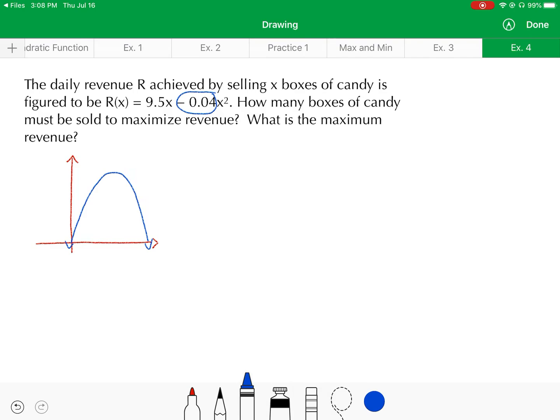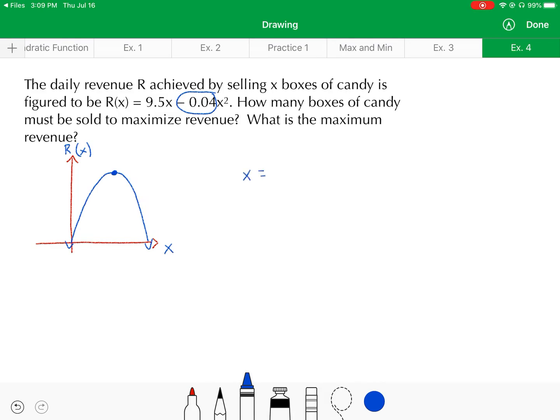And understand your vertical axis is representing your revenue and your horizontal axis is representing your boxes of candy being sold here. So again, we want to figure out how many boxes of candy must be sold to maximize our revenue, and then also based off of that, what's your max revenue? So we are simply trying to find the coordinates of that vertex again. It's going to be the highest point where the revenue is at its greatest.